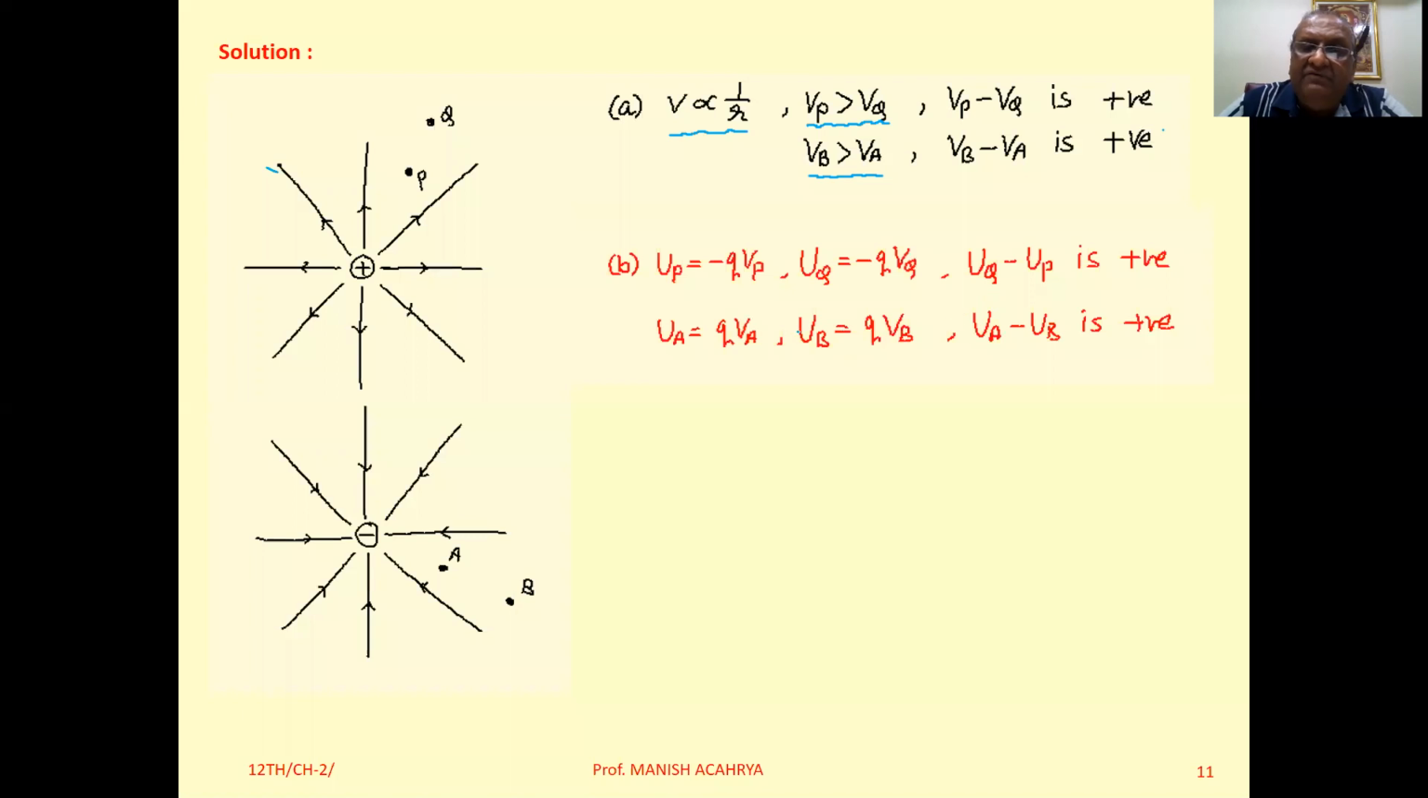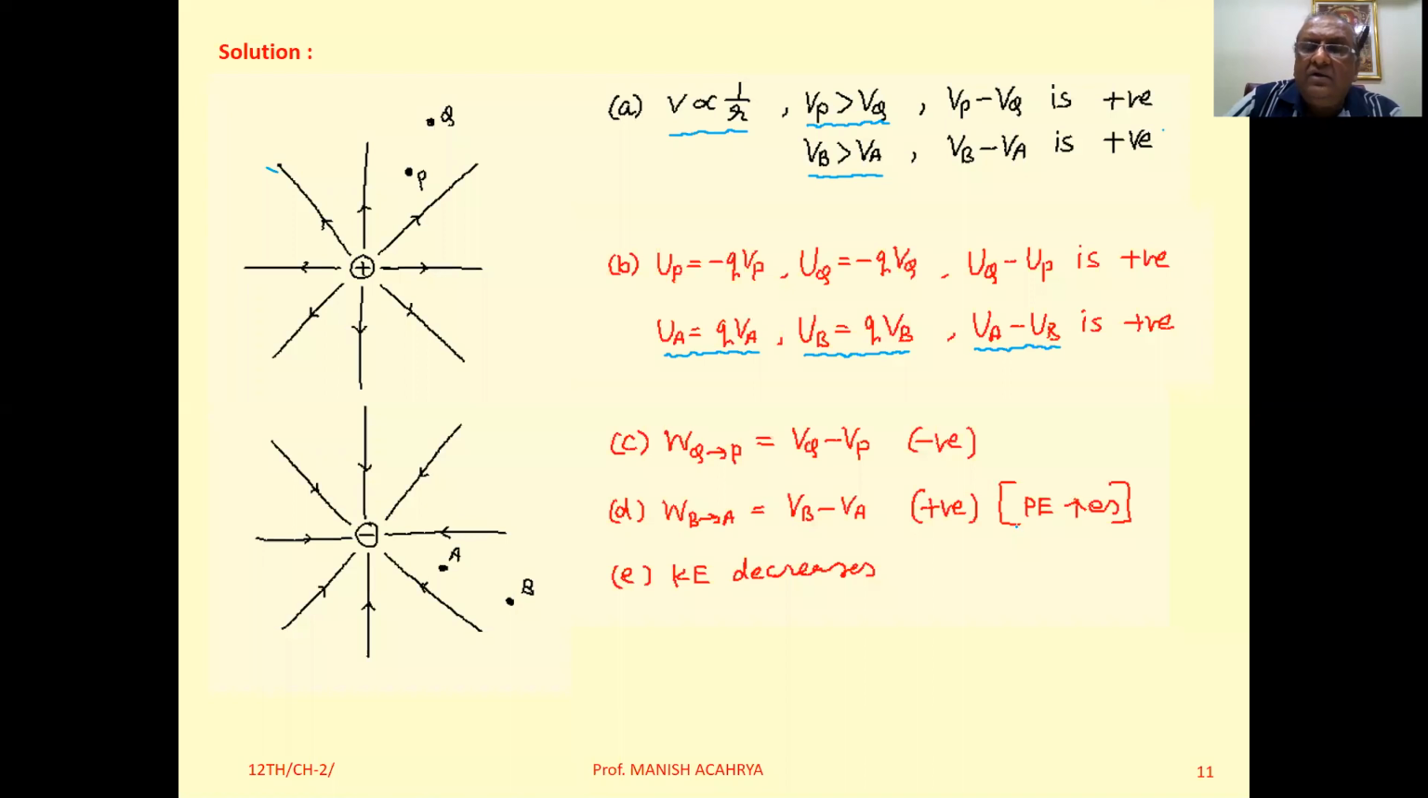Similarly, if we place minus Q charge at A, at A the potential is negative, so negative, negative, positive. So UA is Q into VA. At B, we can write minus Q into minus VB, that is Q into VB. Okay, so in that particular case, you will get UA minus UB will be positive. Clear to all of you?